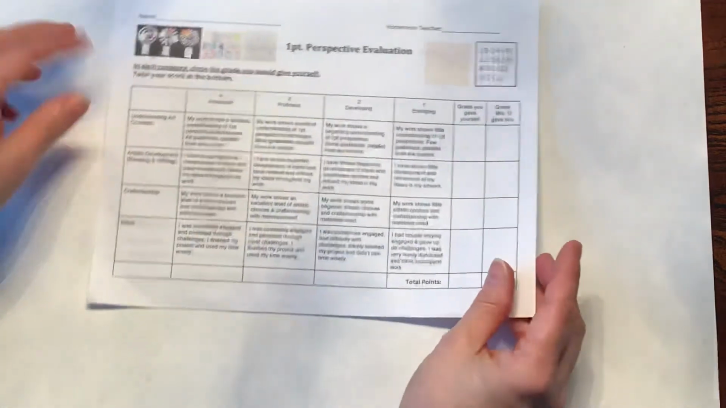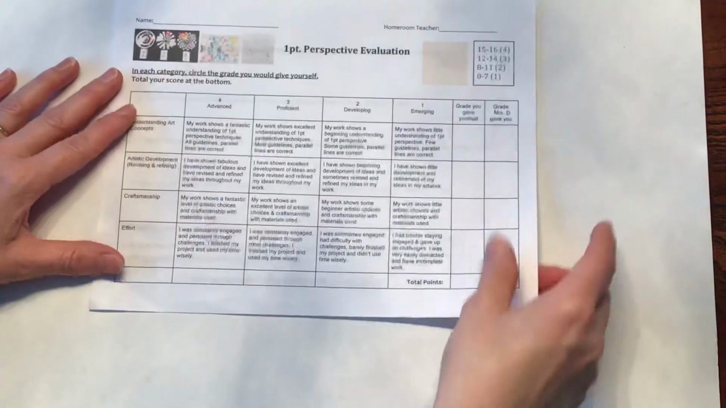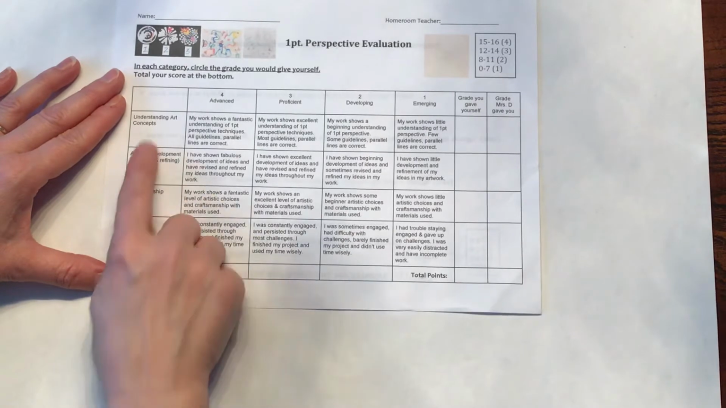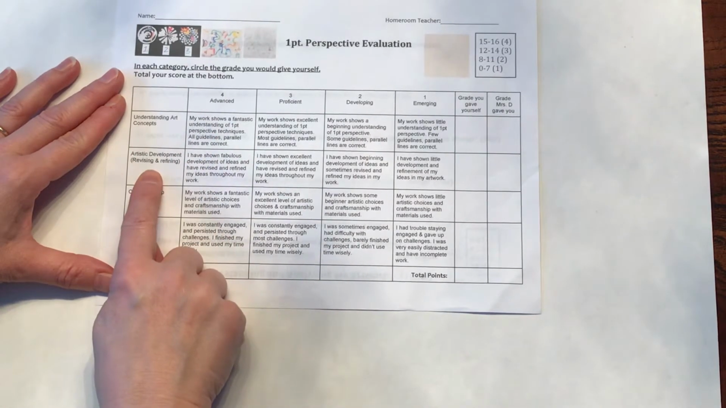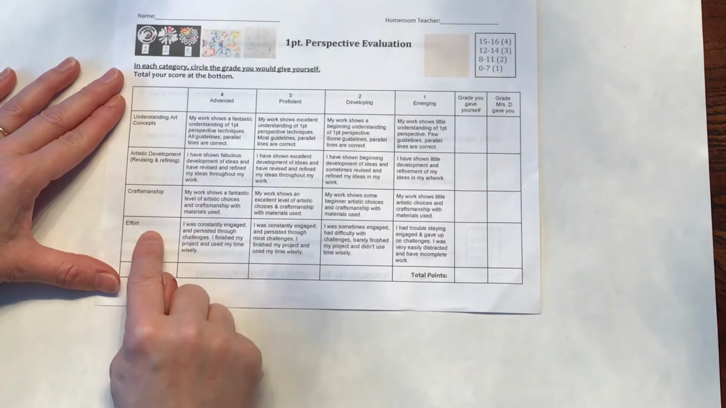When you're done with this side of the paper, what you will do is turn your paper over. Make sure your name and your homeroom teacher is at the top, and I think it's just on this side. And you are going to look at each of the categories: understanding art concepts, artistic development, this is revising and refining, your craftsmanship, and your effort.